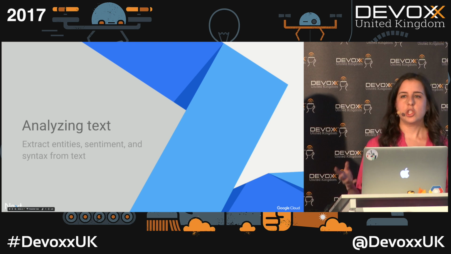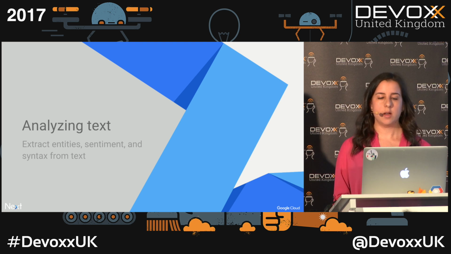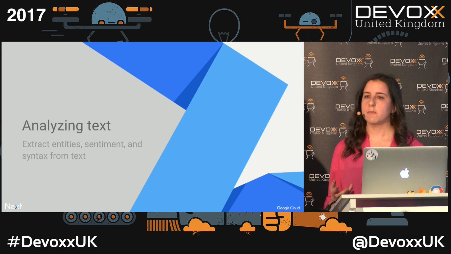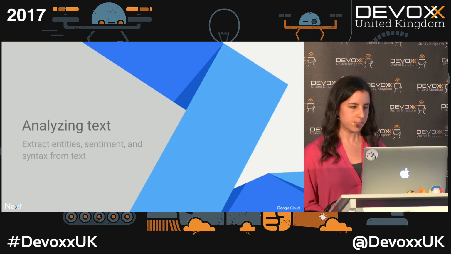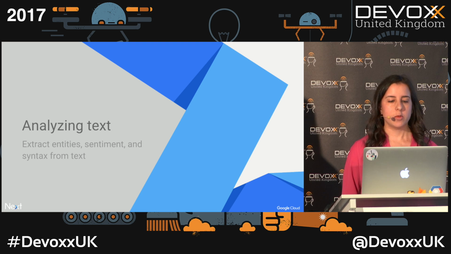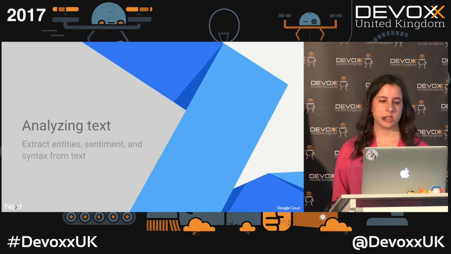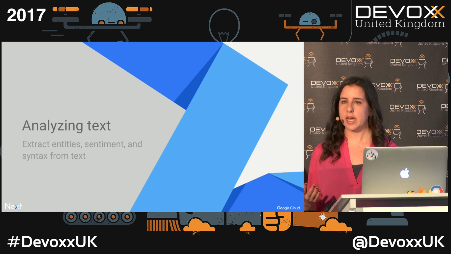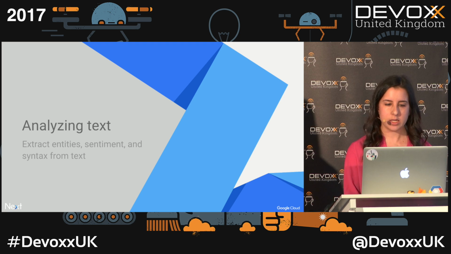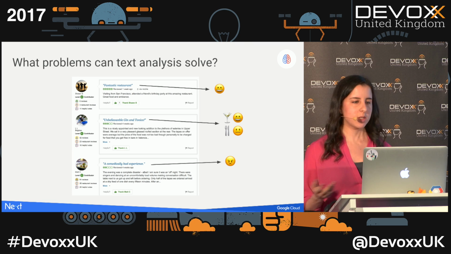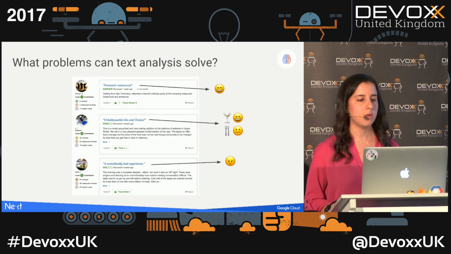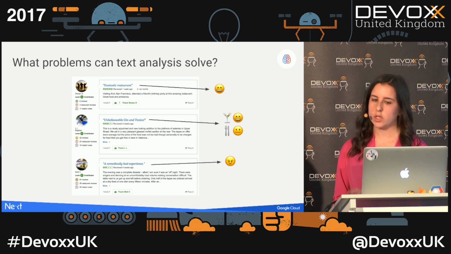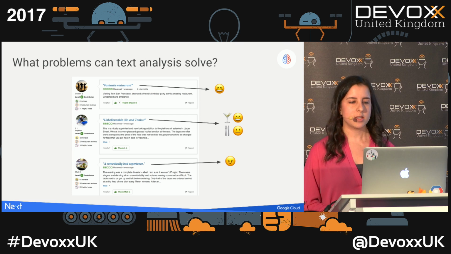And one thing you might want to do after you analyze audio is you got the text transcription. You might want to do some further analysis on that text. And there's many different APIs that help you do this. And what they'll help you do is extract entities, sentiment, and syntax from your text so you can further analyze it. What are some reasons you might want to do this? So let's say you have a lot of people leaving reviews on your application. You might want to parse the sentiment from those reviews.